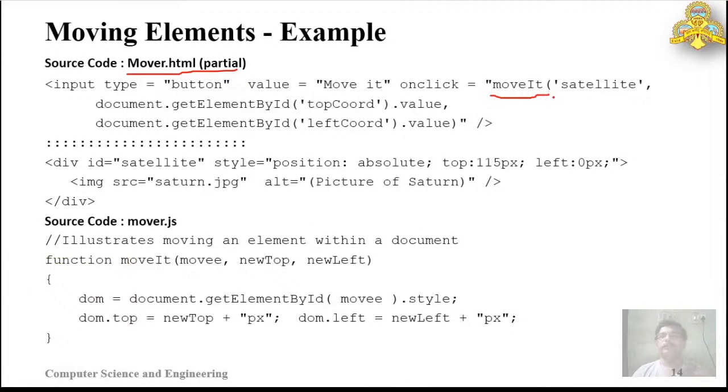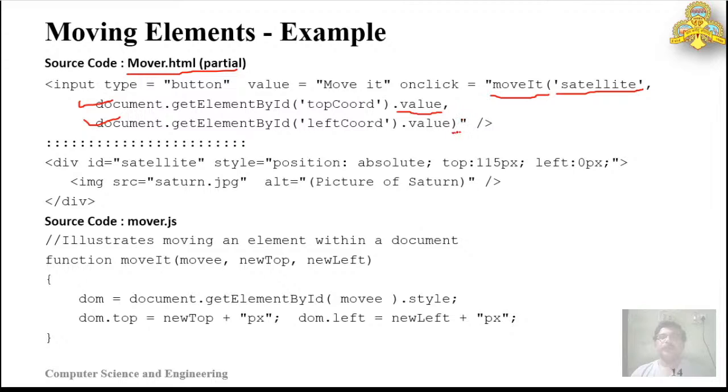Move it function, and it takes three arguments. One is the reference, that's the string name of the element. Then the second argument here is the top coordinate and its value. That means from the top edge how many values it is to be moved, and the left edge, left coordinate and its value.